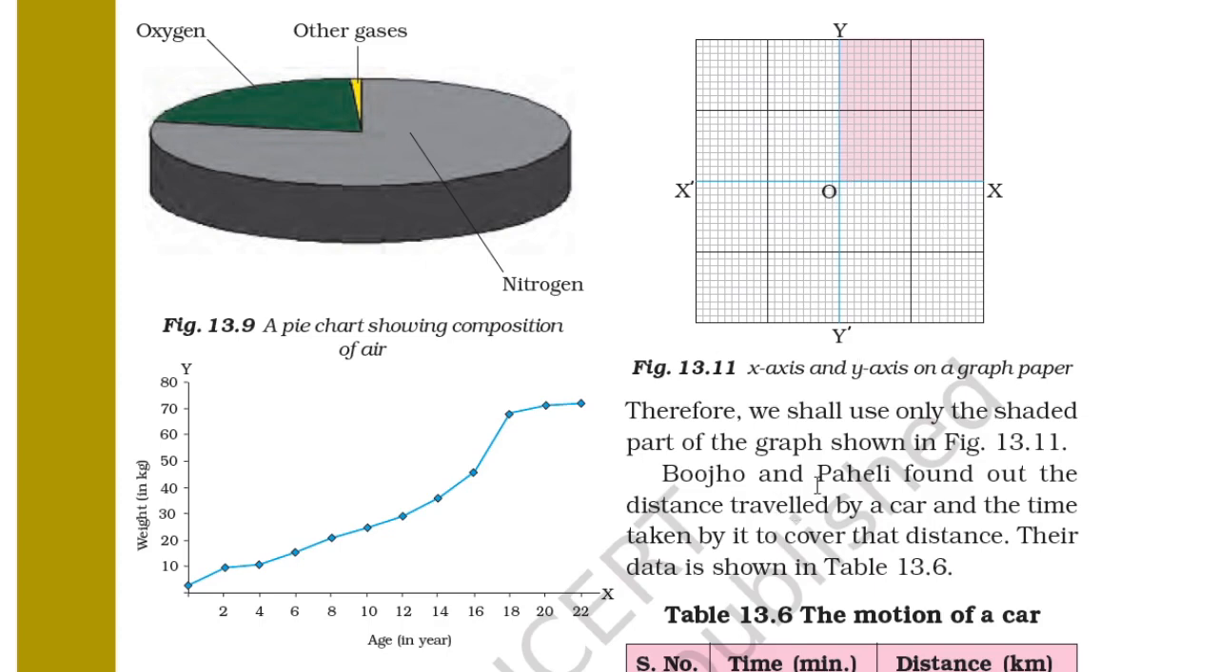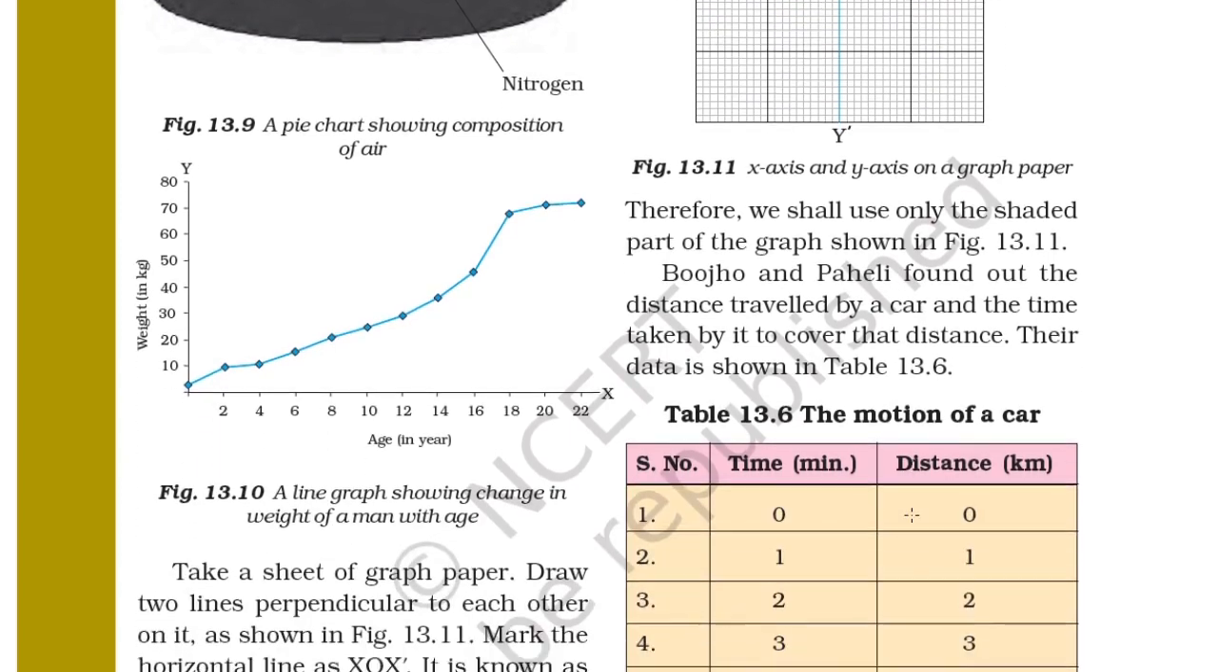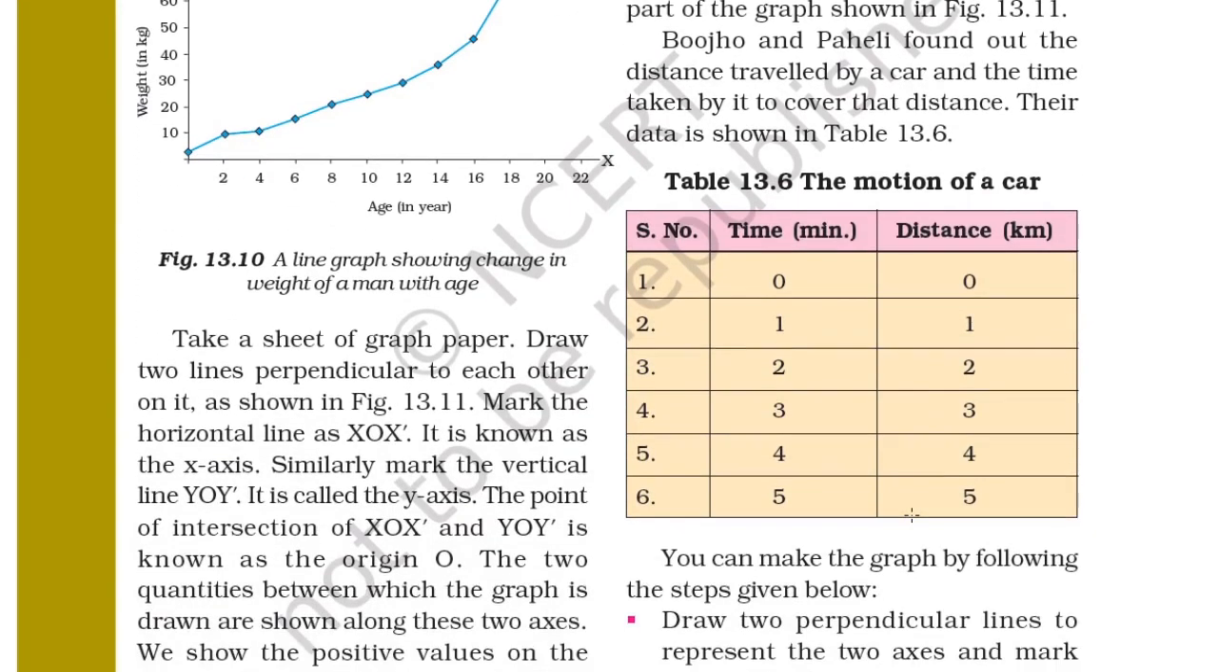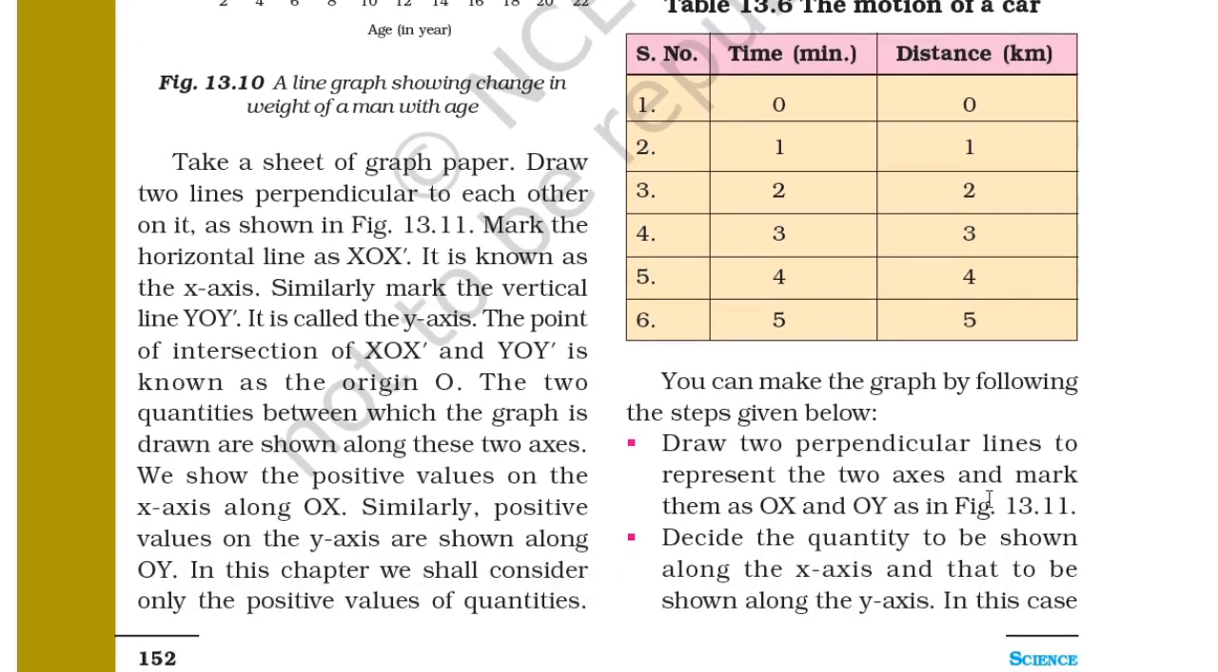Bojo and Paoli found out the distance travelled by a car and the time taken by it to cover that distance. The data is shown in table 13.6. So at the starting point, the distance and time are 0. In 1 minute, the distance is 1 kilometer. In 2 minutes, 2 kilometers, 3 minutes, 3 kilometers, 4 minutes, 4 kilometers, and 5 minutes, 5 kilometers. So you can make the graph by following the steps given below.